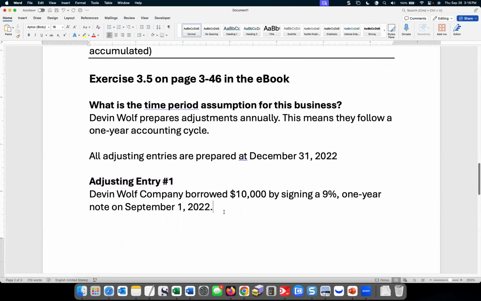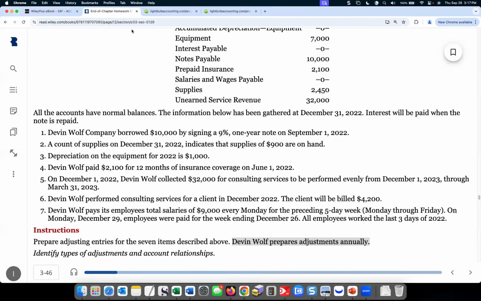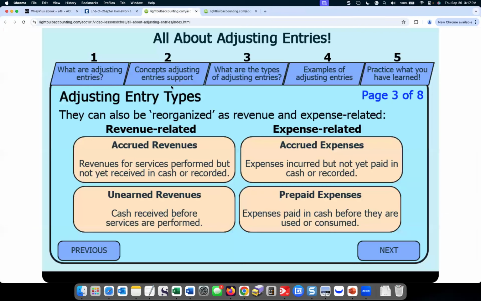So Devin Wolf borrowed the $10,000 by signing a 9% 1-year note on September 1st. Is this revenue or expense related? We're talking about borrowing money. It's not really about performing a service, right? So it'd be expense related.